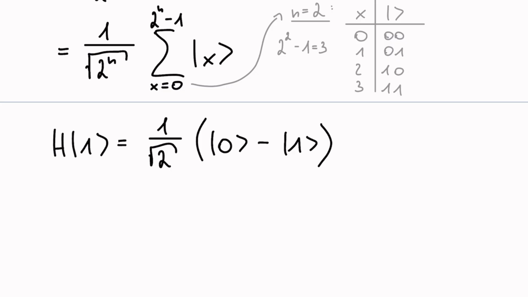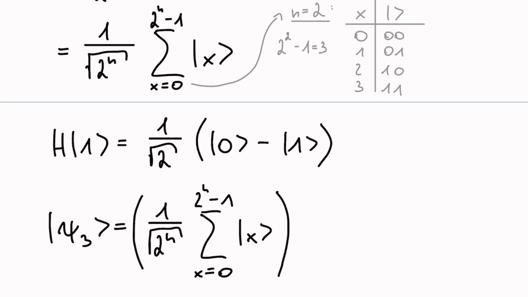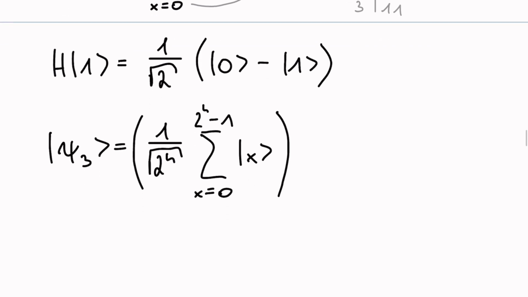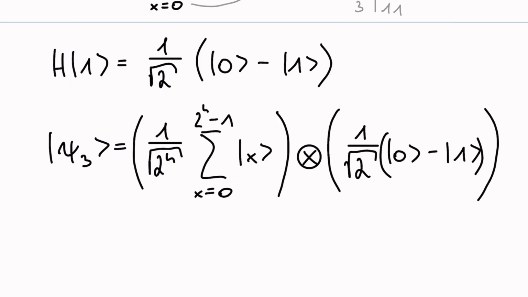So the full quantum state after step 3, which we call C3, is 1 divided by the square root of 2 to the power of n times the sum over x from x equals 0 to 2 to the power of n minus 1 of the state x, in tensor product with 1 divided by the square root of 2 times (0 minus 1).